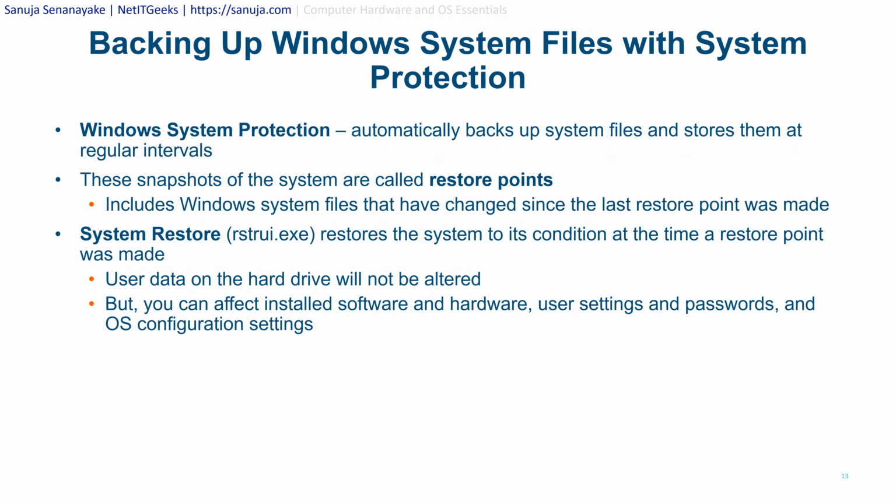Backing up Windows system files with system protection. Windows system protection can automatically back up system files and store them at regular intervals. These snapshots of systems are called restore points. Remember the restore points that you can create through the system image as well. Those are actually part of Windows system protection. They include Windows system files that have changed since the last restore point was made.